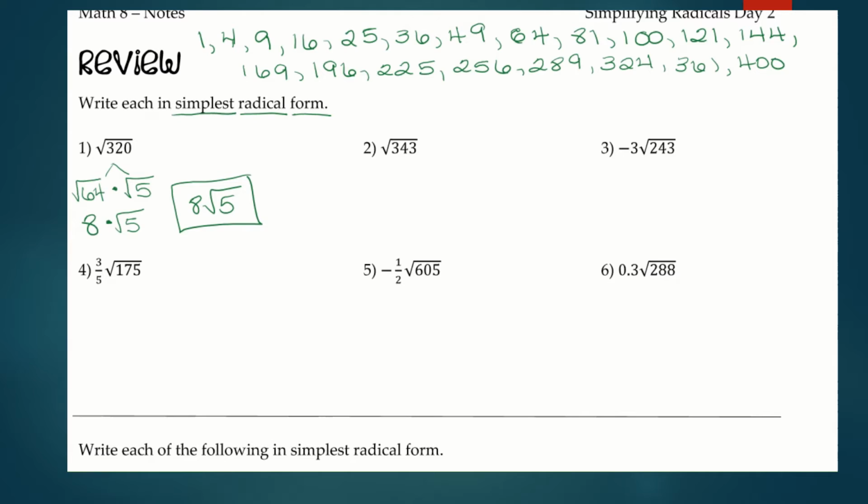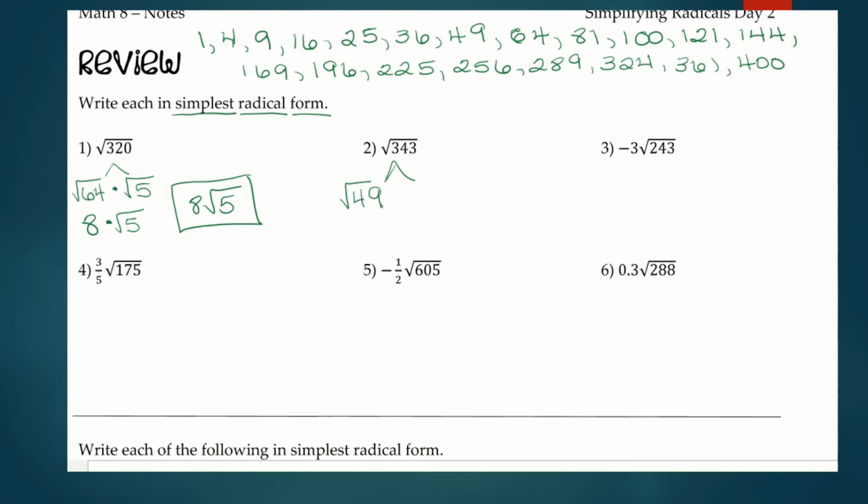Let's see. I'm going to try 64, although I don't think that's a good one either. Nope, it is not going to help me here. So I'm going to keep working my way down. Let's see, divided by 49. Oh, that gives me 7. Okay, so I'm going to use 49 and 7, because 49 times 7 gives me 343.